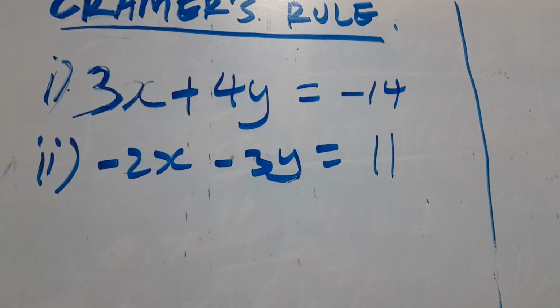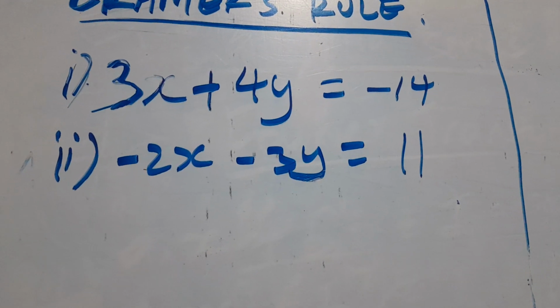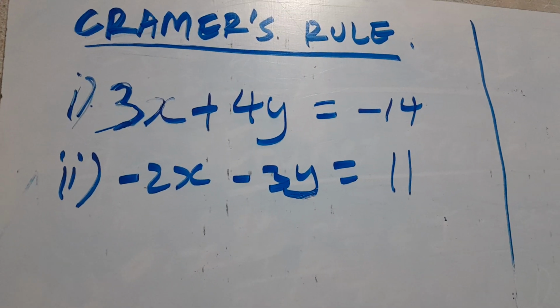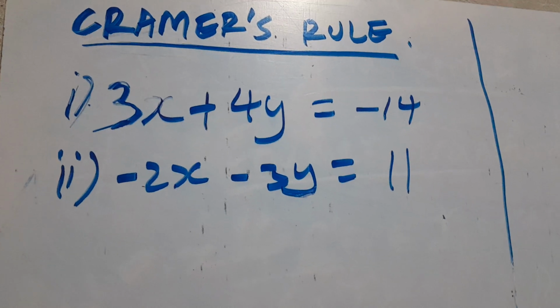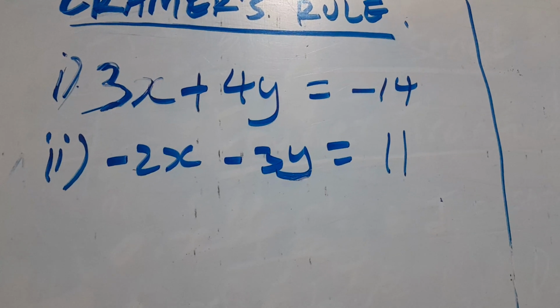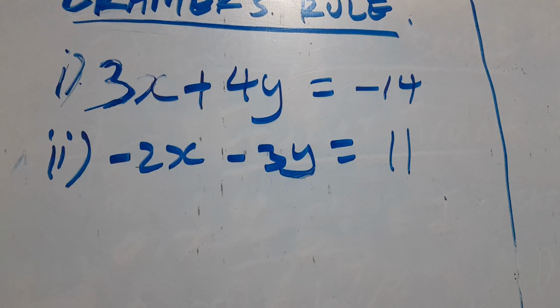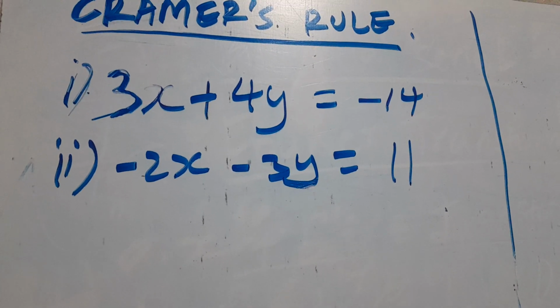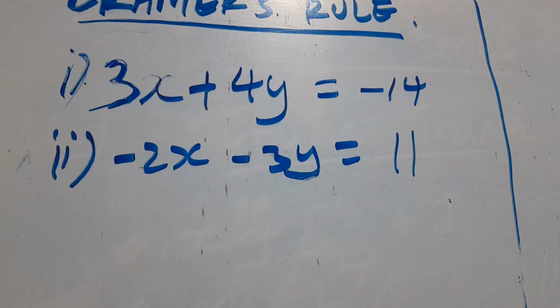You have been presented with two equations, equation 1 and equation 2, and you have been advised to use Cramer's rule to solve the set of equations. If you have a set of equations with more than one unknown, you can use Cramer's rule to solve the set of equations.